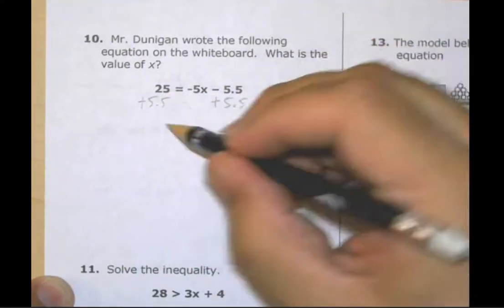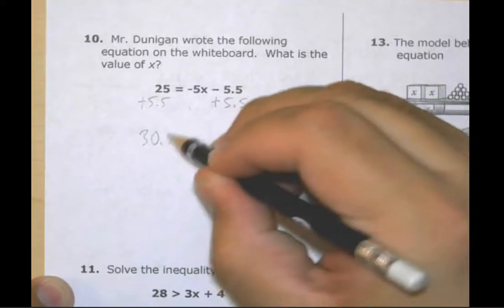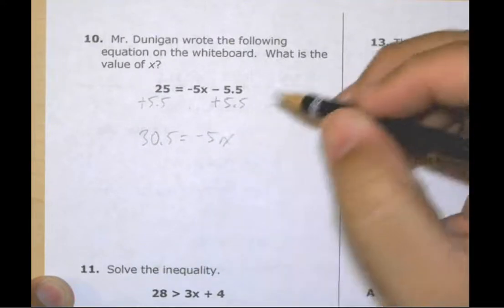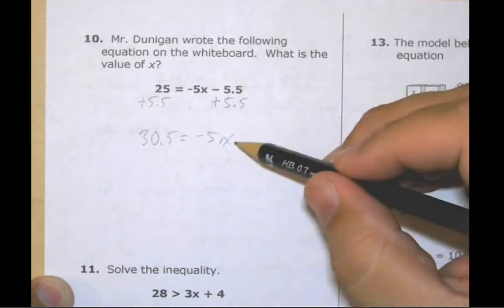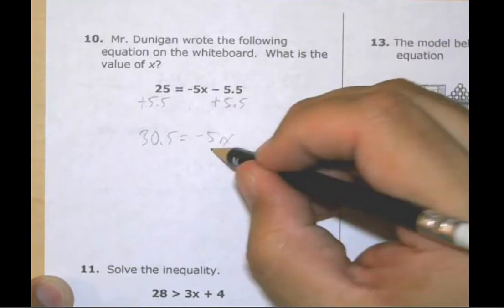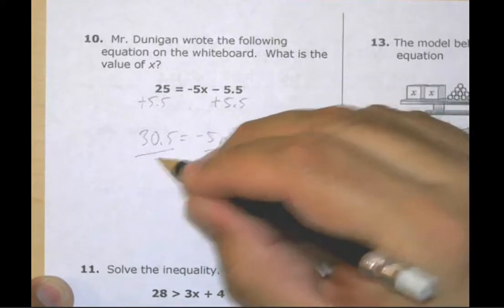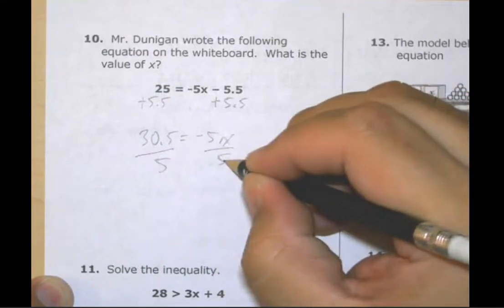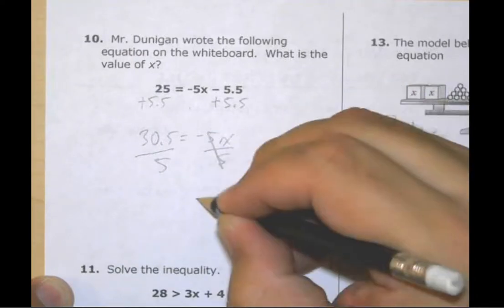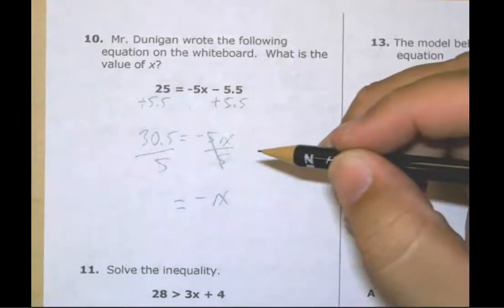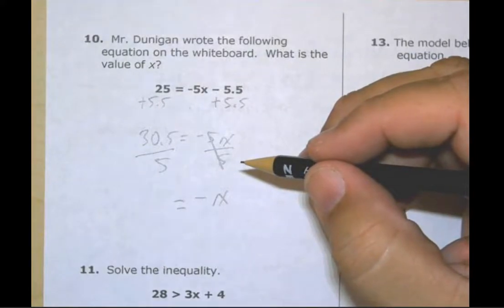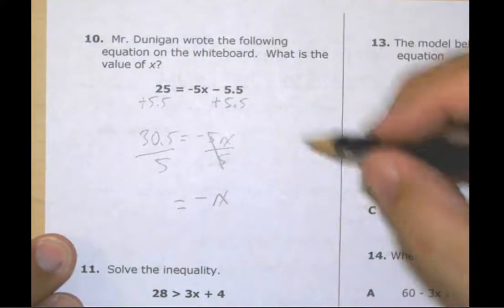So 25 plus 5.5 will give me 30.5 equals negative 5x. At this point, to isolate my single x, I have a negative 5x. I need to get just 1. I'm going to divide both sides by 5. 5 divided by 5 is 1. 1 times x is x. Negative divided by a positive is a negative. And then on the other side I have 30.5 divided by 5. We'll do that over here.